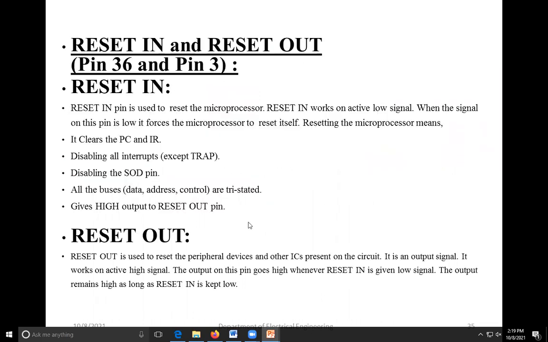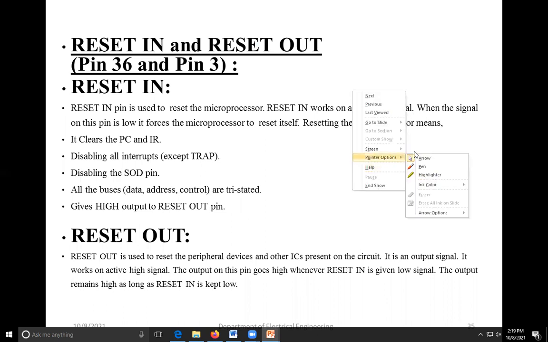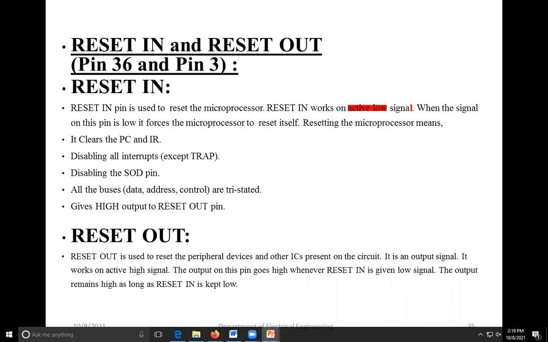Next are the reset in and reset out pins. What does reset in mean? You have to reset all the active low signals, and it forces the processor to reset itself. What is the meaning of reset? Reset means it clears the program counter and the instruction register, removing all the data present in them. It disables all the interrupts, but it cannot disable the trap. You must remember these things.